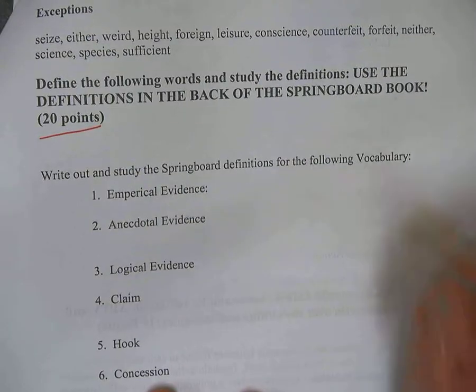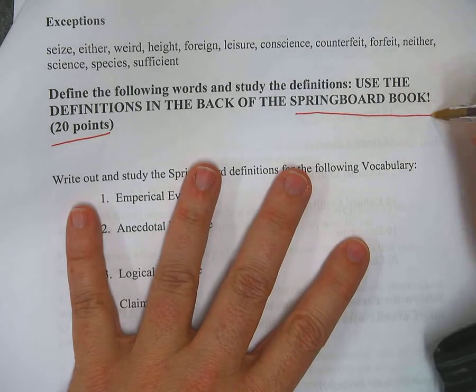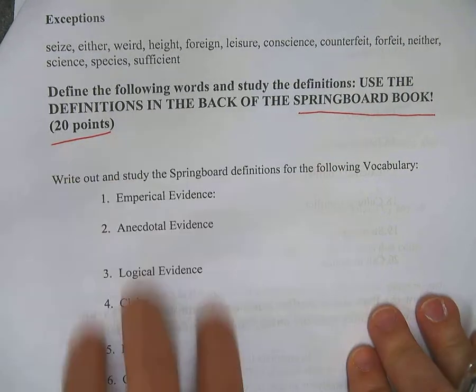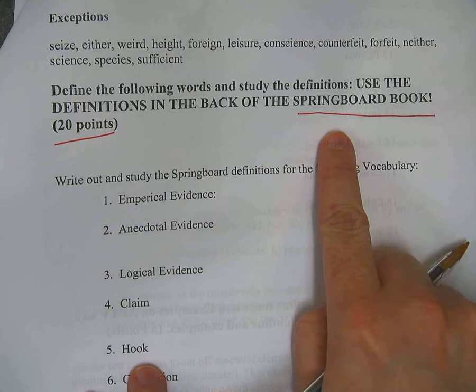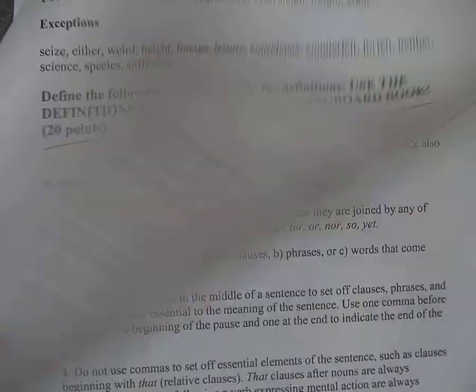So for the dictionary definition, I want to suggest that you actually use the definition that's in the back of your Springboard book for this and study that definition, just because those definitions are a little bit more concise, and they are the definitions we've been using in class. So make sure you're using the definition from the Springboard book. It's worth 20 points. Okay.